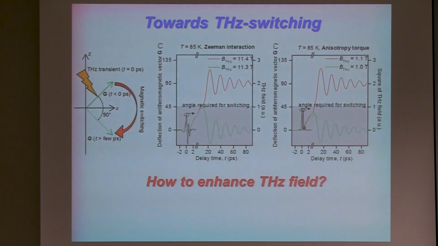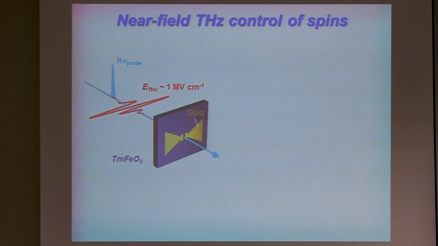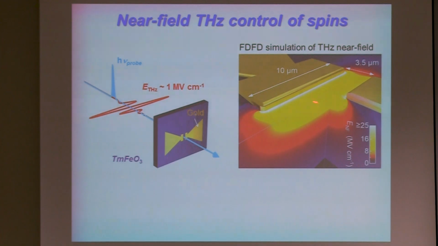Unfortunately, we used the maximal field available from our terahertz source. But can we somehow enhance this available terahertz field? One of the options is to use near-field enhancement in a plasmonic antenna. So we fabricated this gold bow tie antenna on top of our thulium orthoferrite. Here we have a gap which serves as an effective capacitor, locally increasing the terahertz electric field. And our calculations show that this enhancement can be even higher than 25 times.